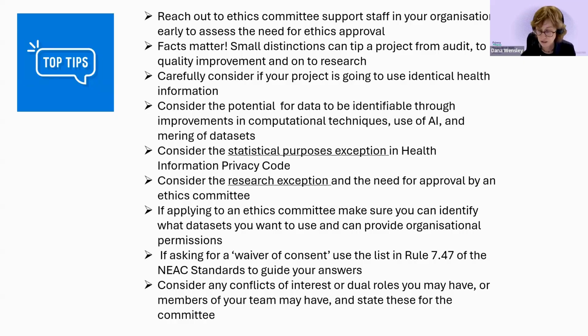In my experience, not declaring them is probably going to cause more delays in your application, as the ethics committee is pretty good at picking out when these might be. So it's better to just state them up front and allow the ethics committee to think of ways to navigate those conflicts with you in an ethical manner.